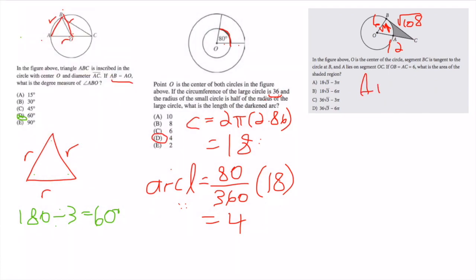So area of the triangle was 18√3. Now the area of the circle is pi r squared. r is 6, so it's 36 pi. But notice I'm only dealing with a certain portion of this circle.